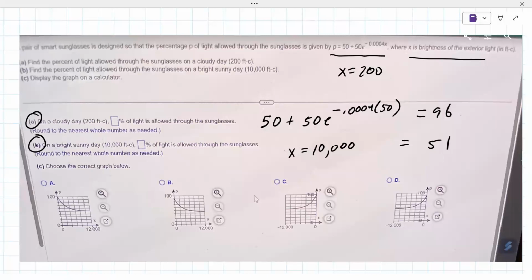And then the graph, I guess you can just graph it. It's going to have a shape where it drops down quite a bit. Basically you can see for smaller values, it's higher, and then for larger values, it goes down to 50. So it looks like A is probably correct. I assume you could use a calculator just to graph it. We'll go there.